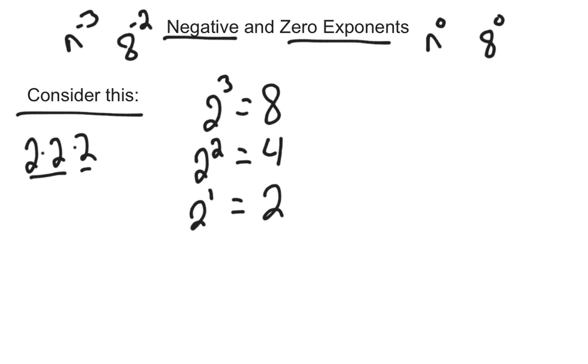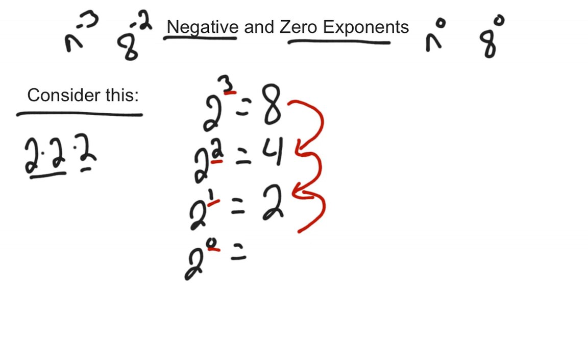So what I want us to consider is what 2 to the 0 power is. Think about that for a second. One thing you want to notice is this: our exponent goes down by 1 every time. 3, 2, 1, 0. And you'll see a pattern here. As it goes down, look at what happens with our numbers. 8 becomes 4, 4 becomes 2. What does 2 end up becoming?